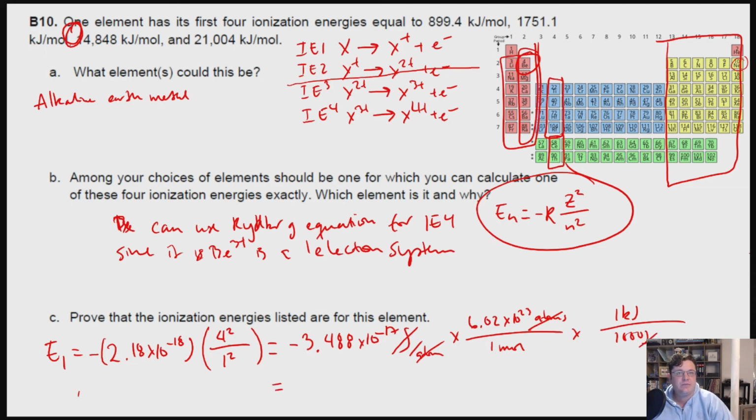So if we do that, take this number and multiply it by Avogadro's number, 6.02 times 10 to the 23rd, divided by 1,000. What I got is negative 20,997 kilojoules per mole, which is pretty close to the experimental value of 21,004 kilojoules per mole. It's only off by 7 kilojoules per mole.